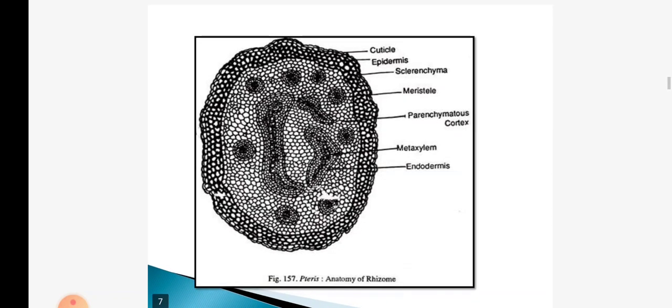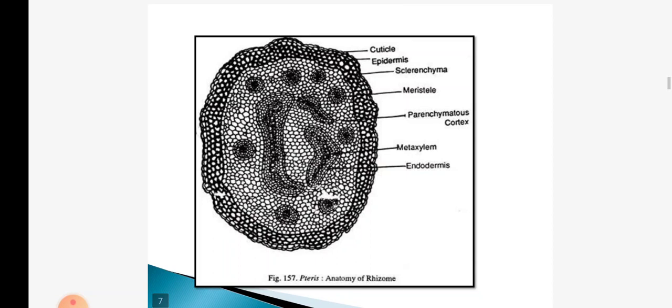See this figure, anatomy of rhizome, which shows cuticle, epidermis, parenchymatous cortex, metaxylem, endodermis region, pericycle region.